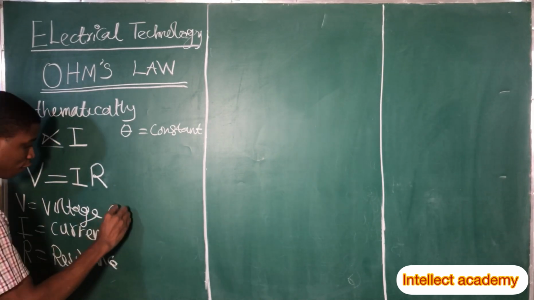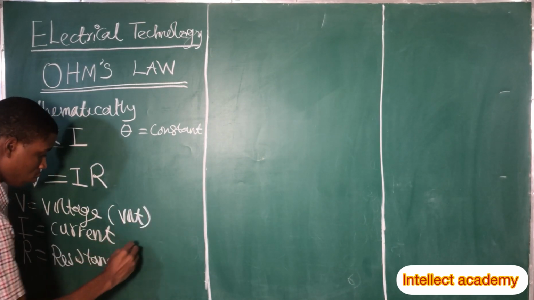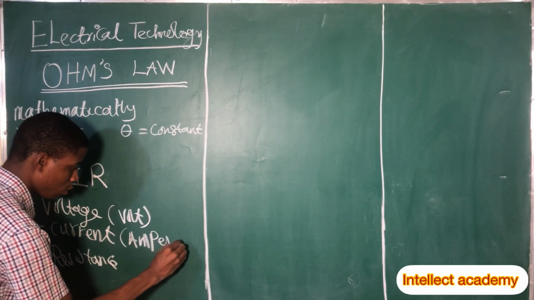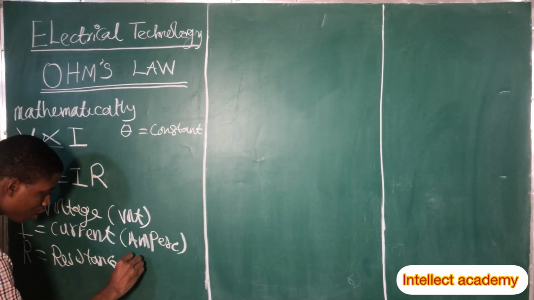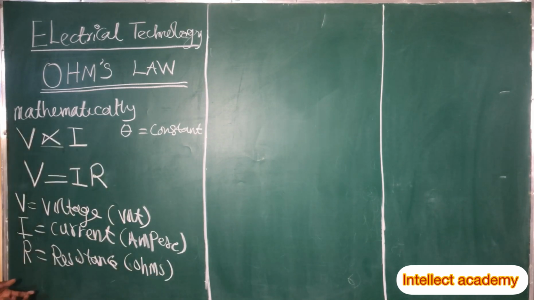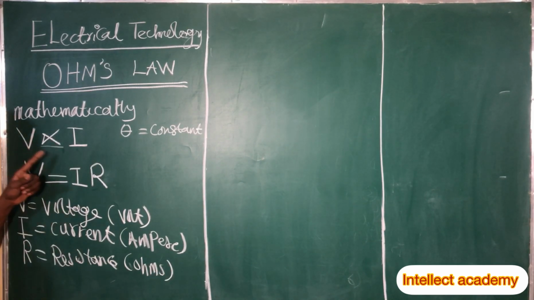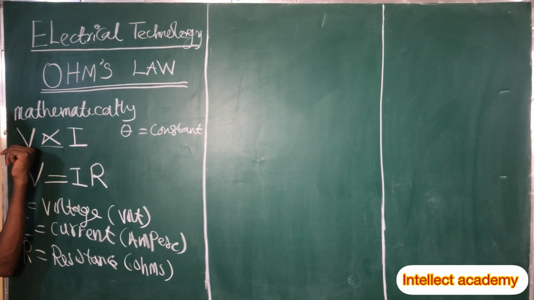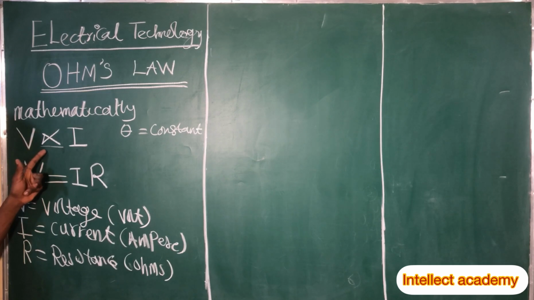Where V is measured in volts, I is measured in amperes, and R is measured in ohms. So it's very easy for us to understand the concept of Ohm's Law, which says that provided the temperature remains constant, the terminal voltage is directly proportional to the current flowing in the electric circuit.